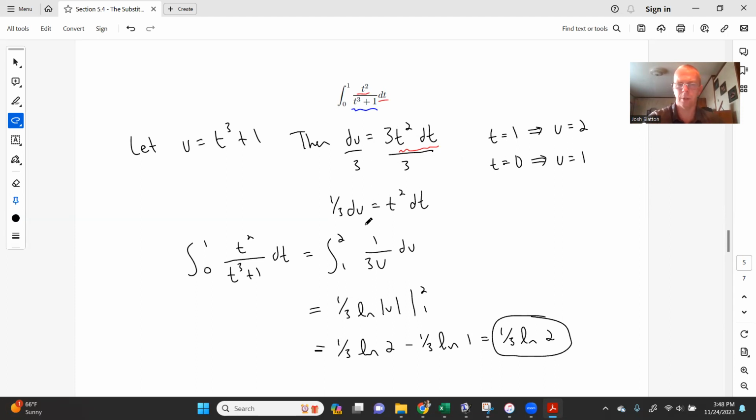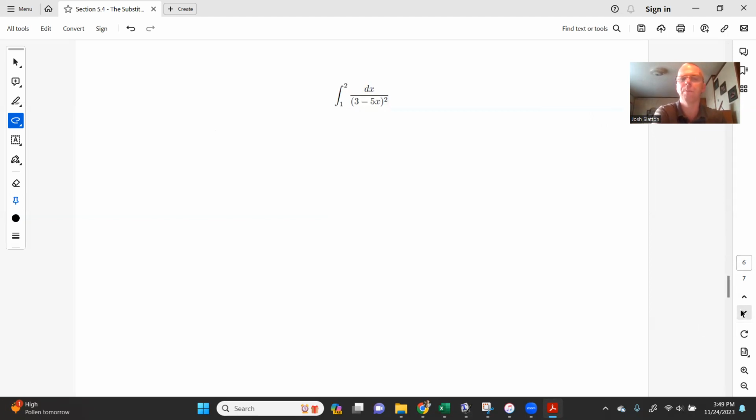You could do it the way we did before, and when you get down here, you would substitute back in what u is. So on this line, you'd write 1/3 ln of t cubed plus 1, and then plug in the original limits. So either way is fine. I think it's a better skill to have to be able to change the limits, because that could help you when you get to more complex problems, possibly in a later class.